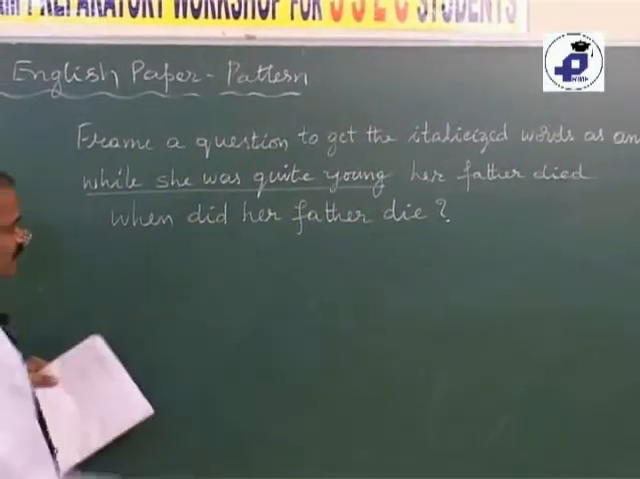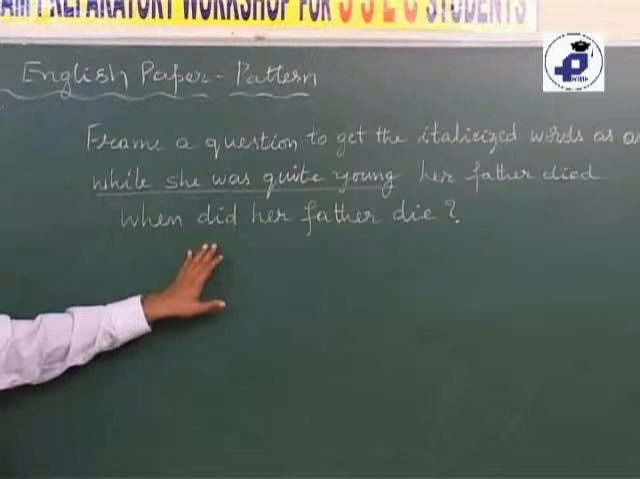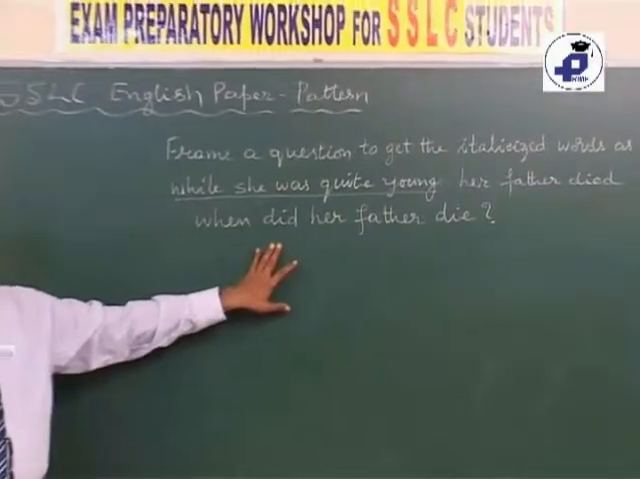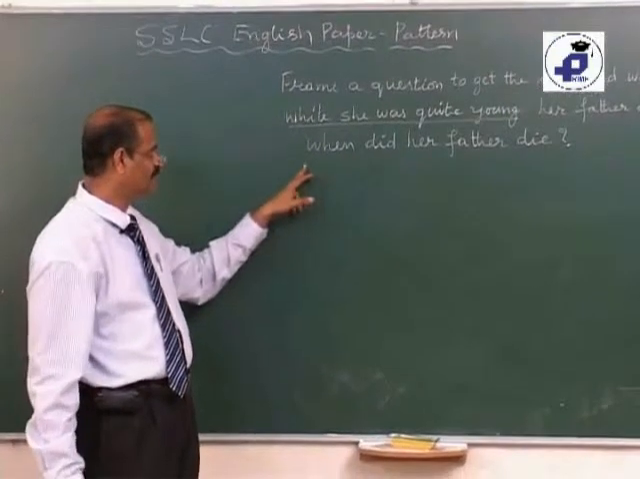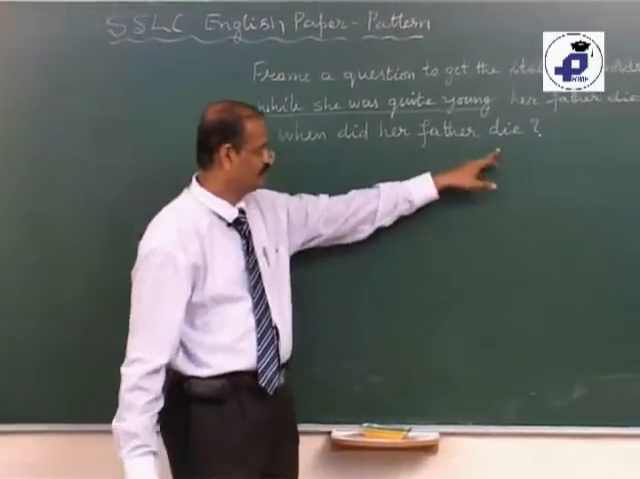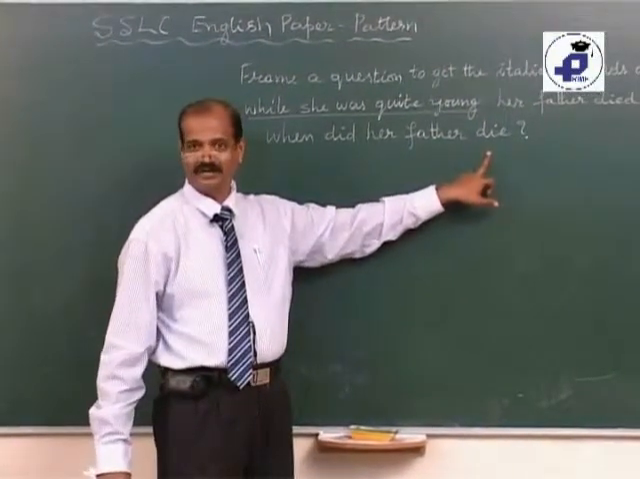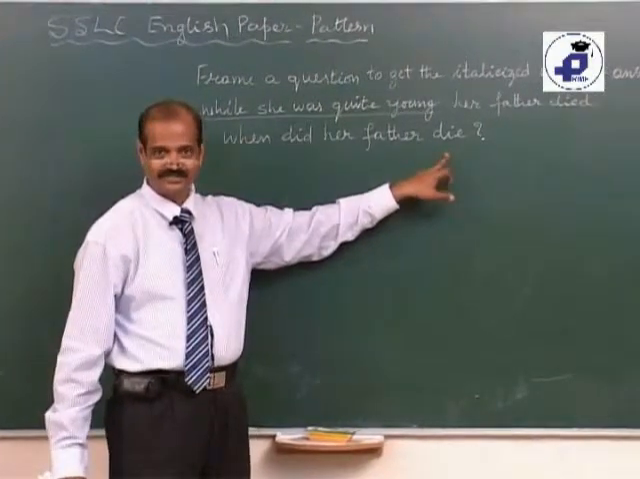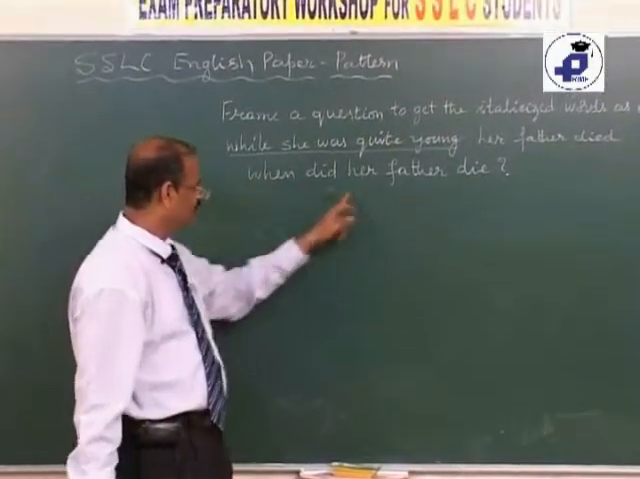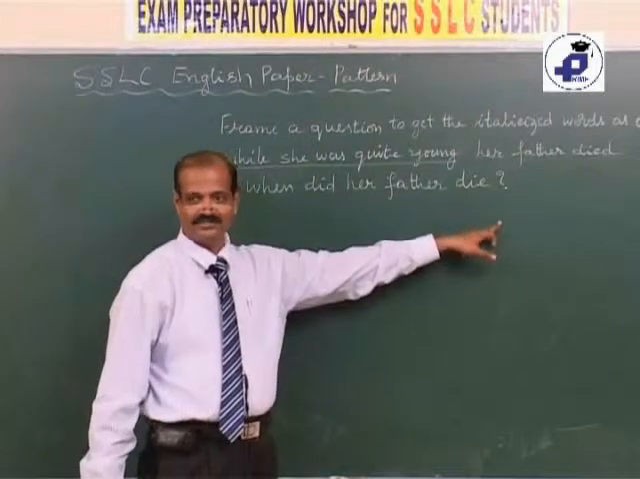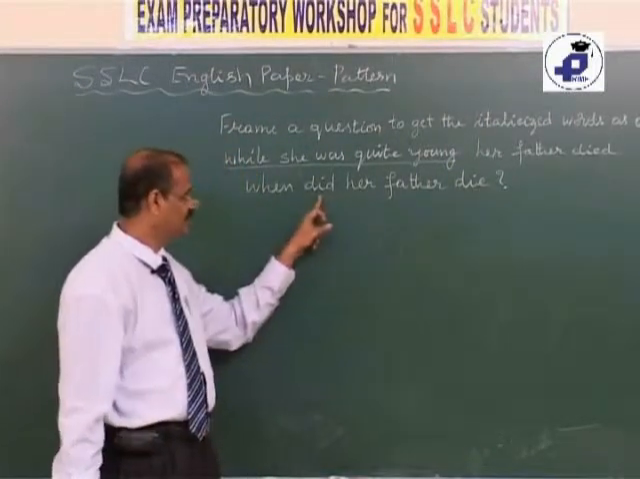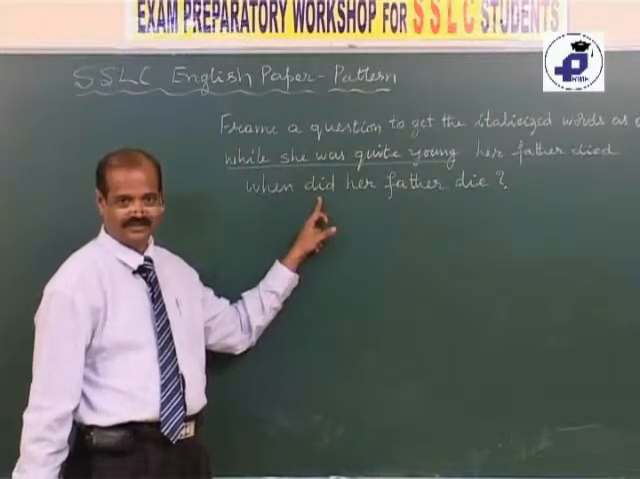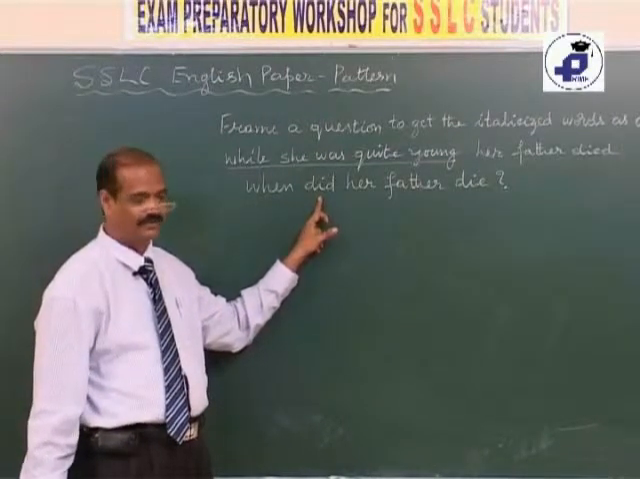See, you should be very, very careful. Sometimes students make mistakes here. What kind of mistake? It is generally observed that some of the students write like this: when did her father died? Don't write the word died, it becomes double past tense. So the question should be "when did her father die", not "when did her father died". Here it should be die because the word did is already there. So you should be very, very careful while you frame a question.